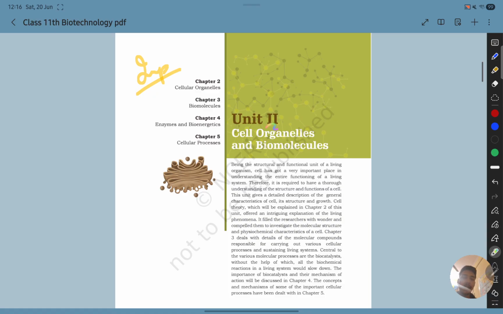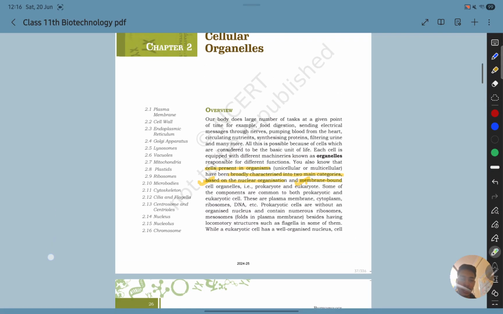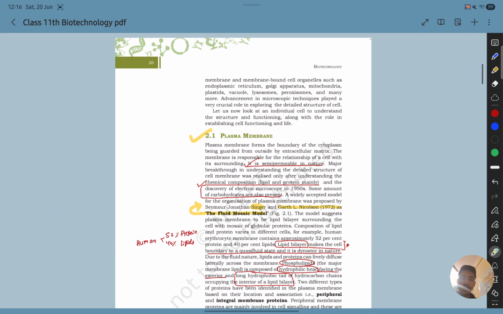Now we are starting with our cell organelles, and this is very important. Okay, so let's get started. We are starting with the overview. Let's look at our first topic, the plasma membrane. If we have a cell, the outermost membrane is the plasma membrane, also known as the cell membrane.